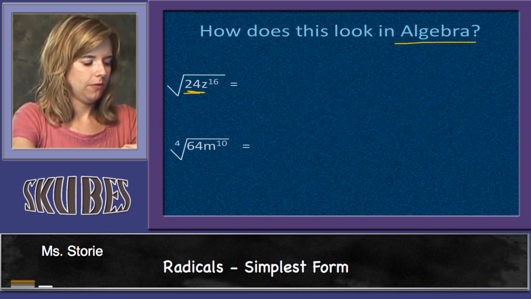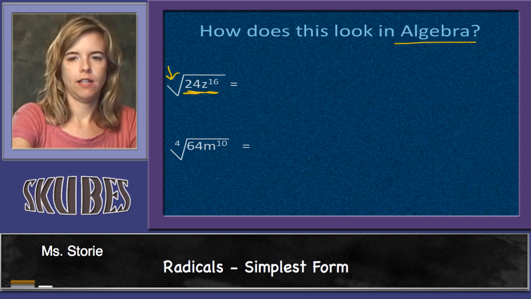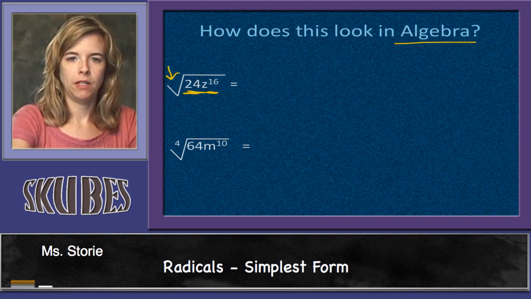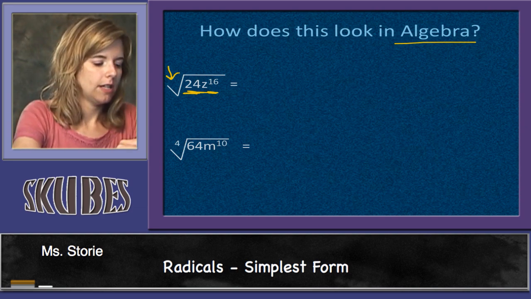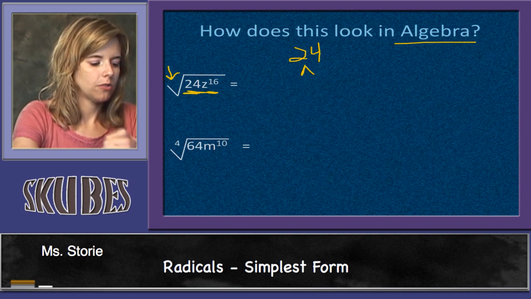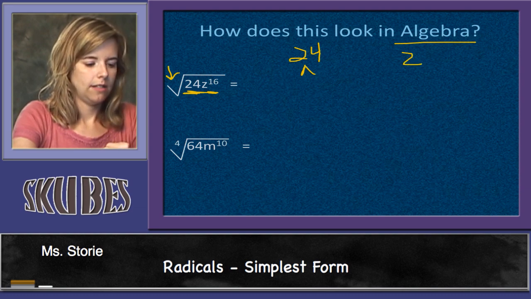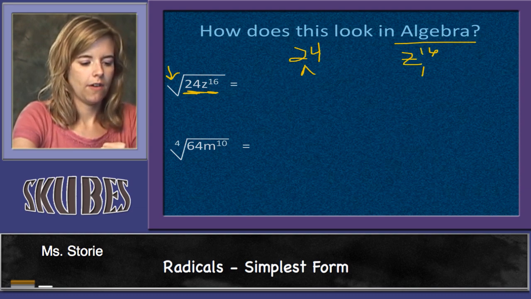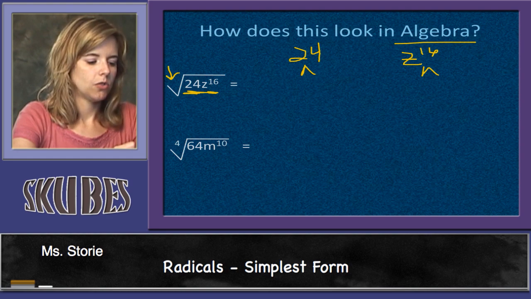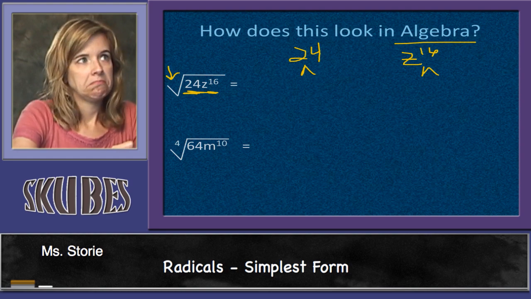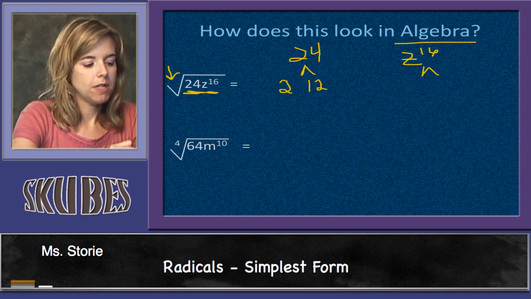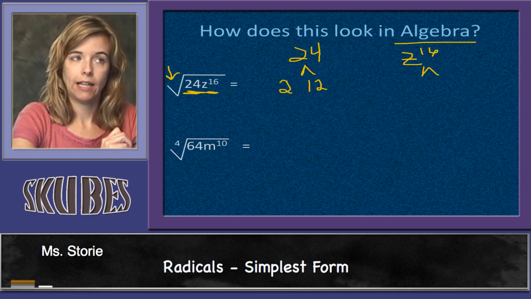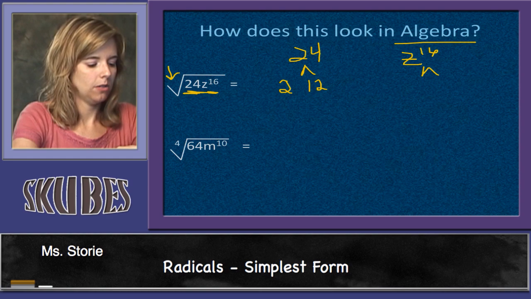So we have a 24 and a z to the 16th, but we don't have an index. If you don't have an index, it immediately defaults to 2, which means we're looking for the square root. So let's take 24 and factor tree it, and let's take z to the 16th and factor tree that as well. So 24, you could do 2 times 12, you could do 8 times 3, 6 times 4, it doesn't matter, you're going to get the same exact answer in the end no matter how you do it.